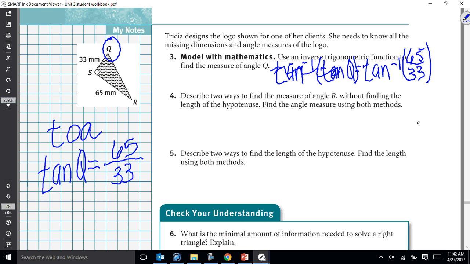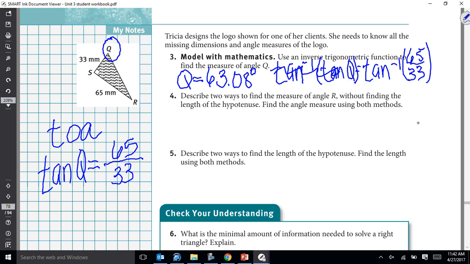All right, so what do we get for this one? 63.082. Oh, my calculator's not working quite right. Hold on, user error, actually. There we go. All right, so we got Q equals 63.08 degrees.